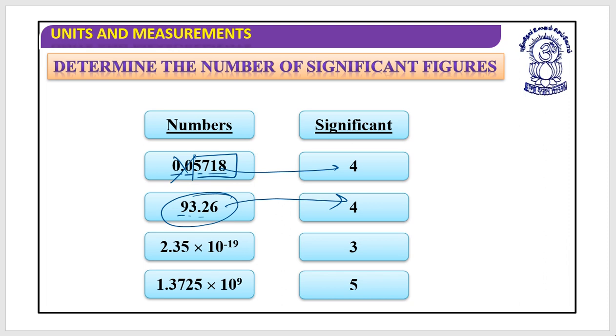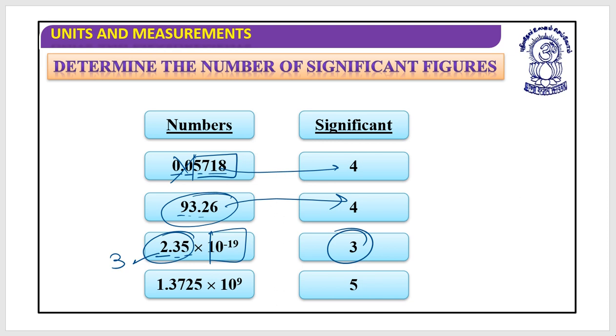Next question, it is 2.35 into 10 to the power minus 19. As we know, we are going to omit powers while we are considering significant figures. So 2, 3 and 5, these three digits are considered as significant, so the correct answer should be 3.